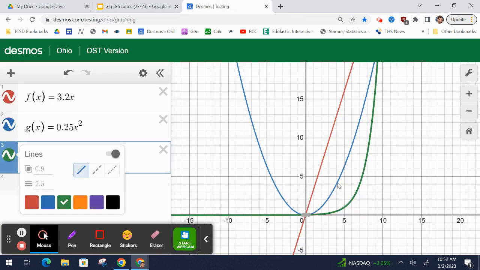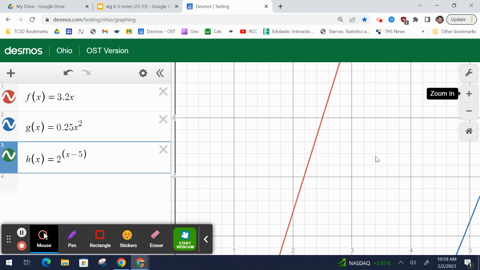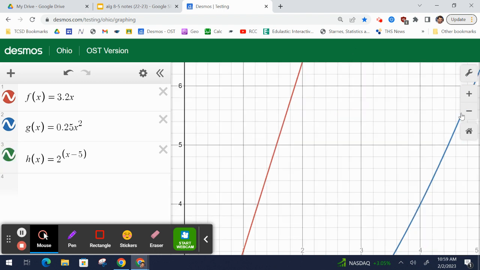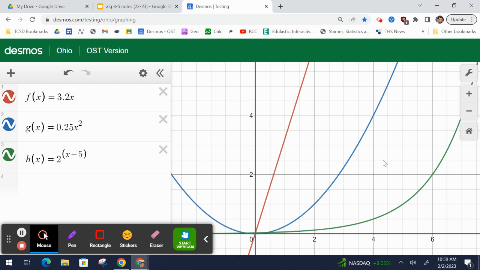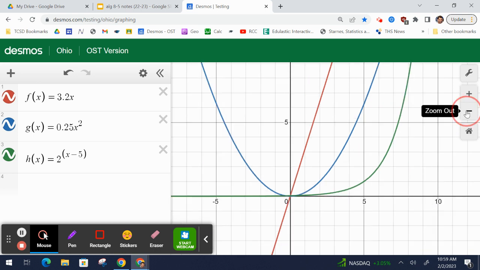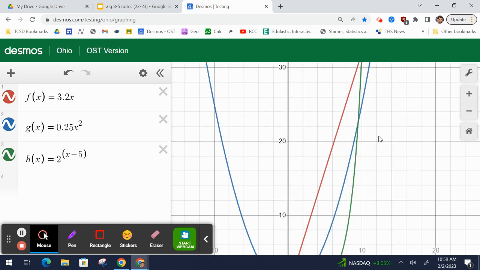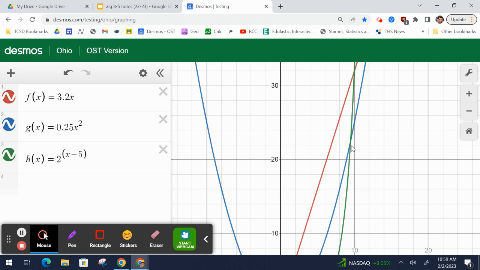So if I zoom in like our notes are, you can see that right here the green one is below the blue and the red. But now as I zoom out and scroll up, notice right here, at 9.4 or 9.5, 22 and a half, now the green one exceeds the blue one. So now the green one is growing faster, and it's never going to stop growing faster than the blue. It's always going to be above.